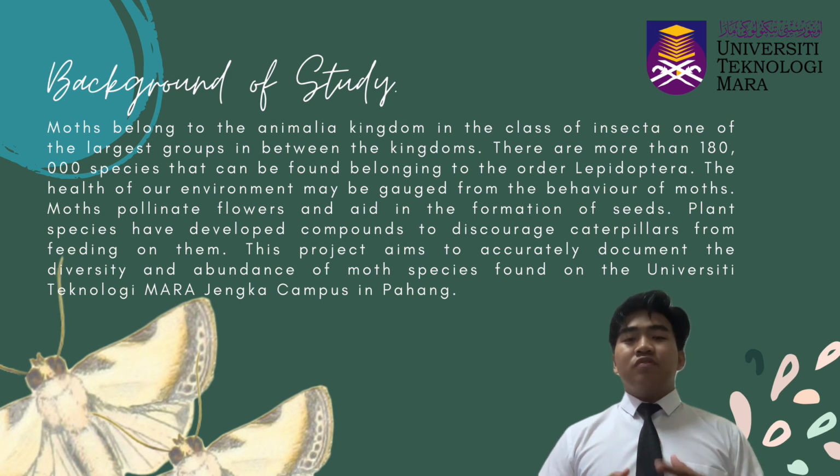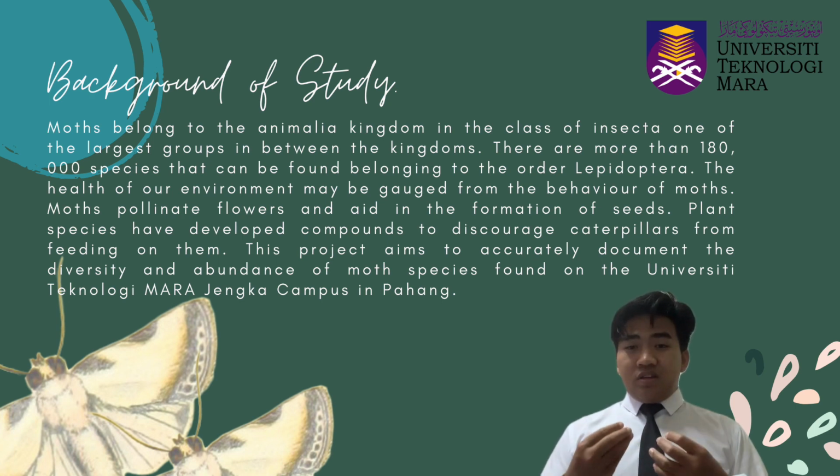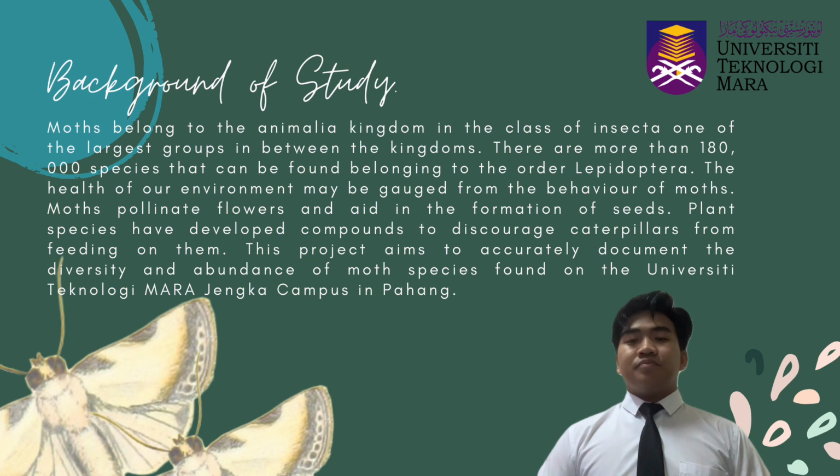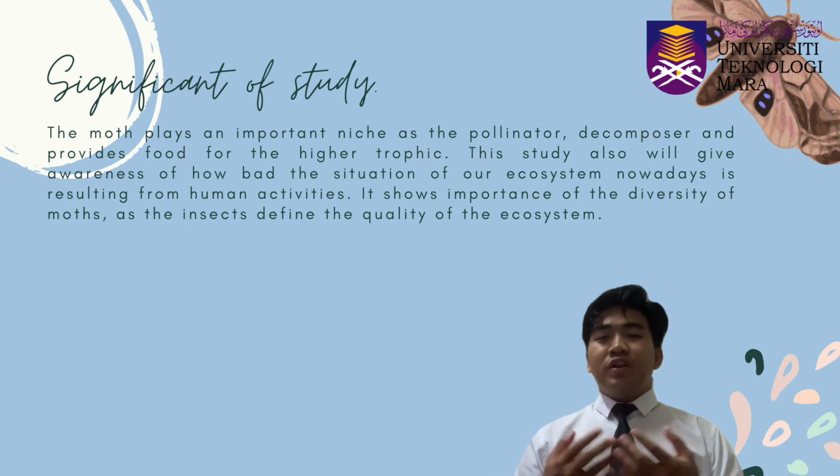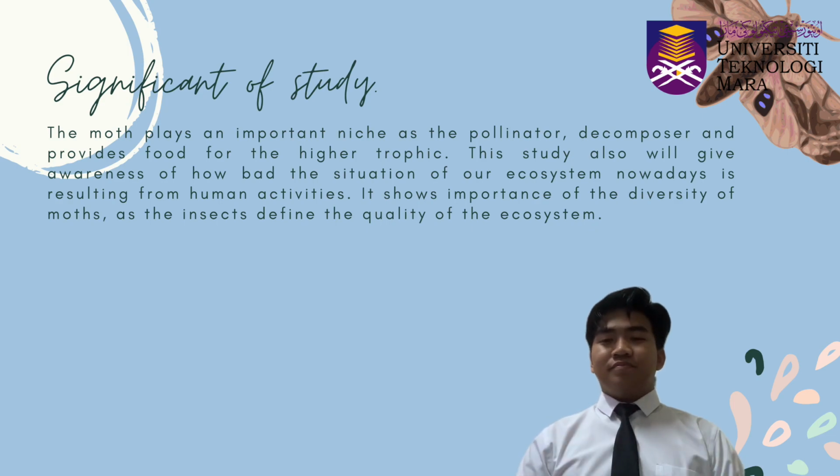This project aims to accurately document the diversity and abundance of moth species found in Universiti Teknologi Jengka, campus Pahang. The significance of this research is that moths play an important niche as a pollinator, decomposer and provide food for the higher trophic levels. This study will also give awareness of how bad the situation of our ecosystem is nowadays, resulting from human activities. It shows the importance of the diversity of moths, as the insect defines the quality of the ecosystem.